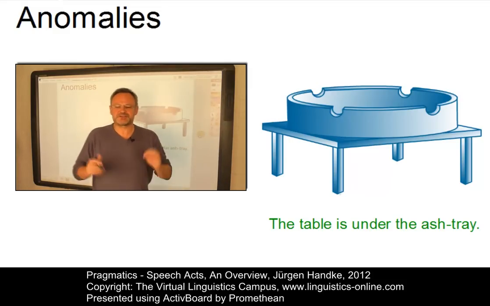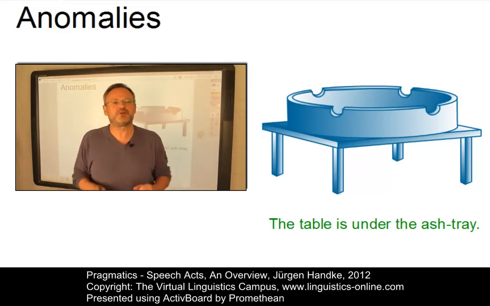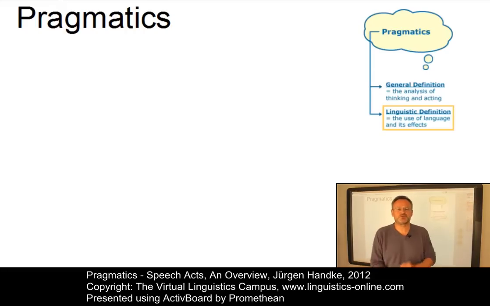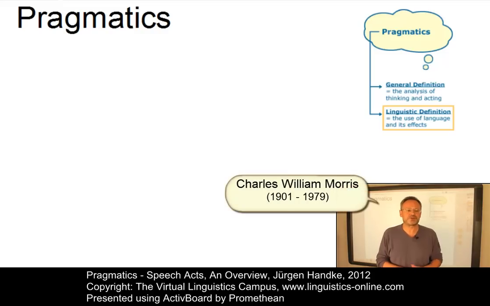The goal of pragmatics is to define these and other non-truth functional aspects of meaning, hence a more general approach to meaning. The modern use of the term pragmatics goes back to the American philosopher Charles William Morris, who defined pragmatics as the study of the relation of signs to interpreters.